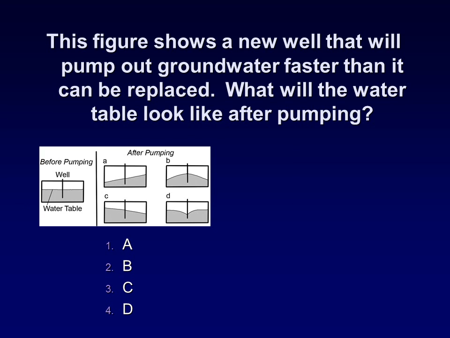This figure shows a new well that will pump out groundwater faster than it can be replaced. What will the water table look like after pumping?